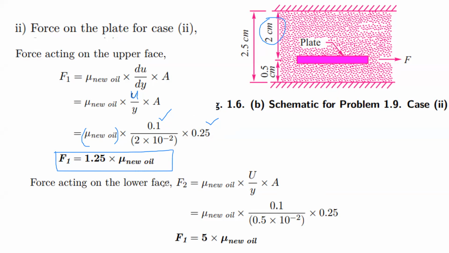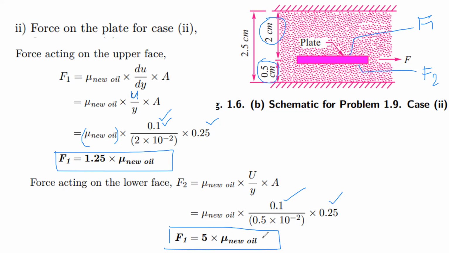Next, force acting on the lower face you have to calculate. This is F1, on this face you have done. So similar way, F2 also calculate with the same method. Now mu new oil u by y into A. So u is same what you have used here, and here y changes. Earlier it was 2 centimeter, now become 0.5 centimeter, that is 0.5 into 10 to the power of minus 2, into area is also same. Now F2 is 5 times mu new oil. So these are the things I got. So F1 and F2 values I got now.